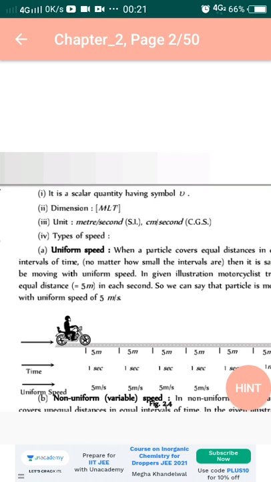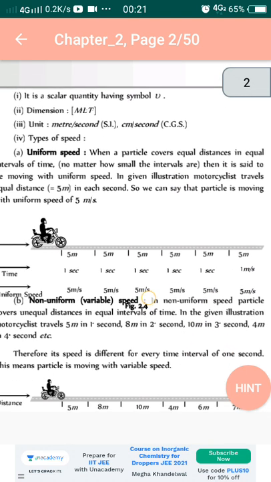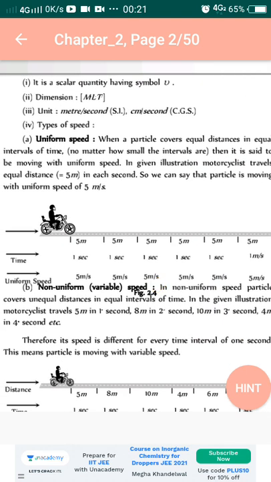In Figure 2.4, a bike rider rides a bike, and the time is given in a graphical portion, and the uniform speed is also given.